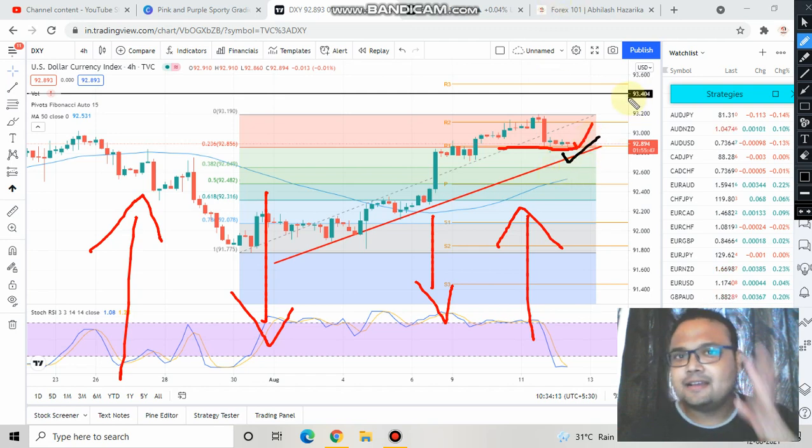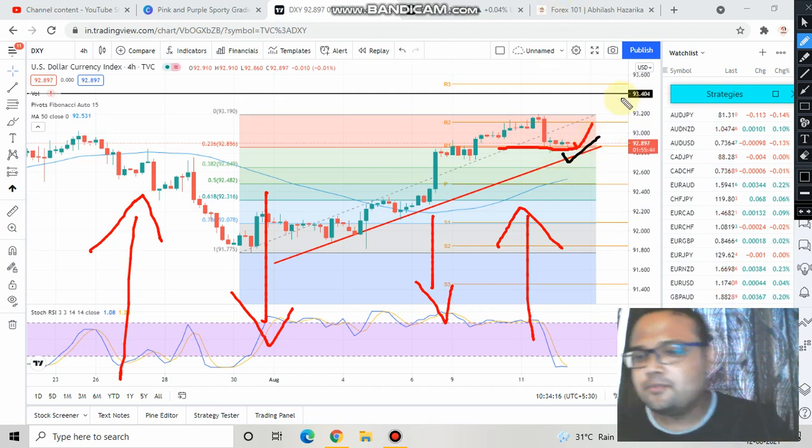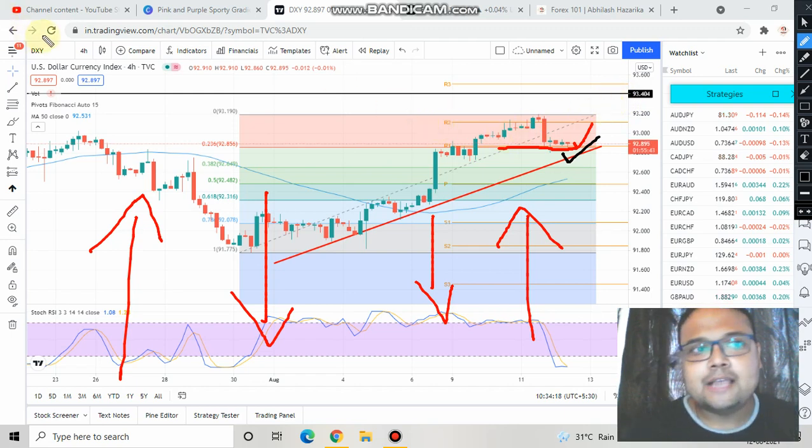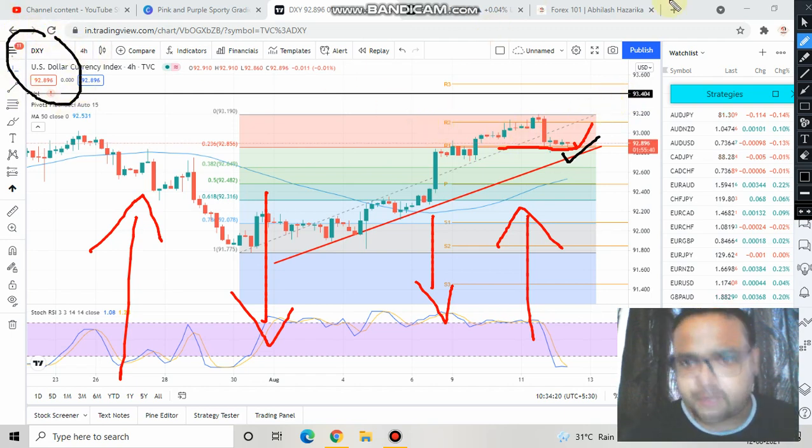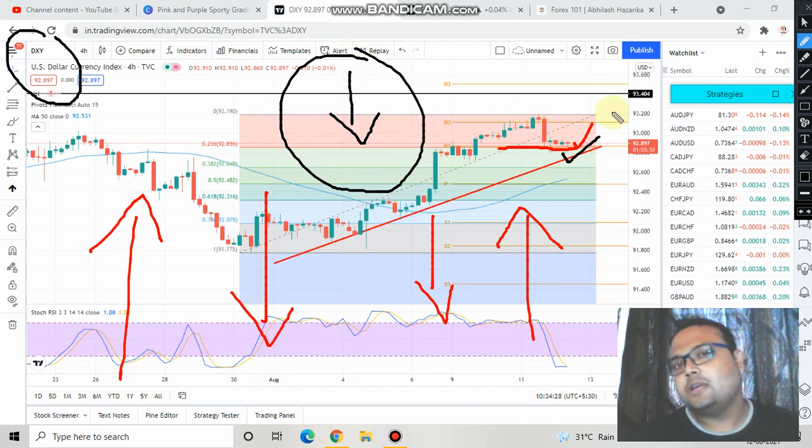Therefore, they are extremely correlated, so you must be careful, and if possible, keep your eyes on the chart of DXY as well. So what I'm trying to say is that there is a good possibility that Euro USD will be going down, because US dollar is in an uptrend.